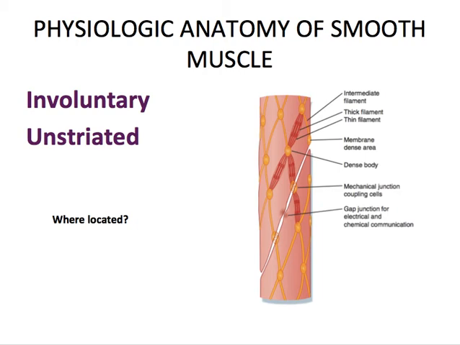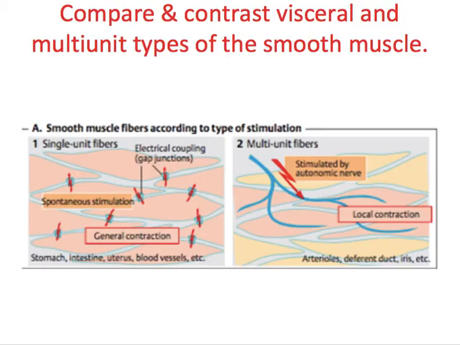First, we will focus on the physiological anatomy of smooth muscle. The main location for smooth muscle is in viscera, blood vessels, and gastrointestinal tract. There are two types of smooth muscle: multi unit and single unit.